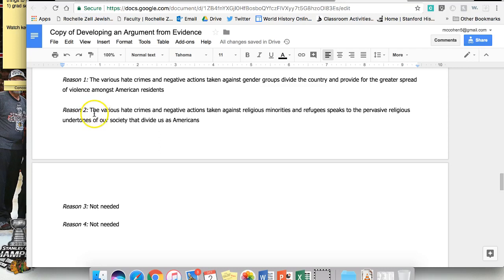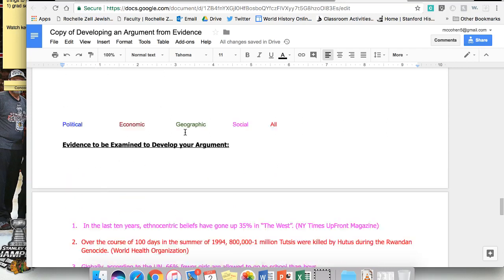My second one happens to start very similarly. It doesn't have to, but it can. The various hate crimes and negative actions taken against religious minorities and refugees speaks to the pervasive religious undertones of our society that divide us as Americans. So here, this is talking about the religiosity ideologies behind individuals that divide us. So saying that religion is a divisive piece, not something that unifies us. And that is based on my evidence.